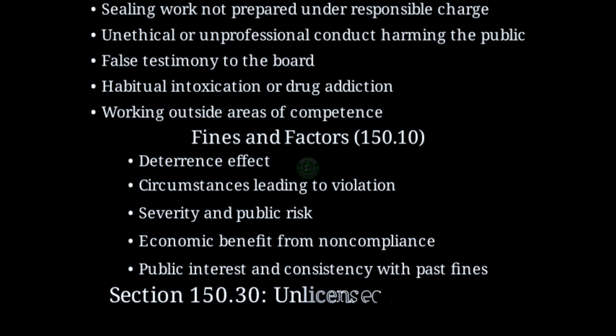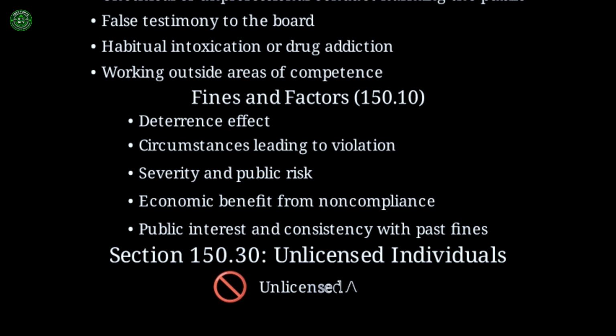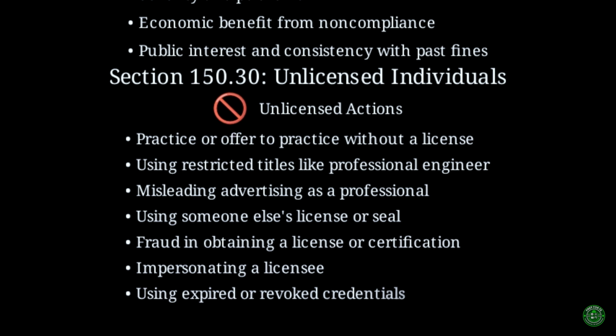Now, Section 150.30. This section covers disciplinary action for unlicensed individuals. In other words, people who are not licensed but act like they are. The main violations include practicing without a license, using restricted titles like professional engineer, misleading advertising, using someone else's license or seal, fraud in getting a license, impersonation, or using an expired or revoked license.